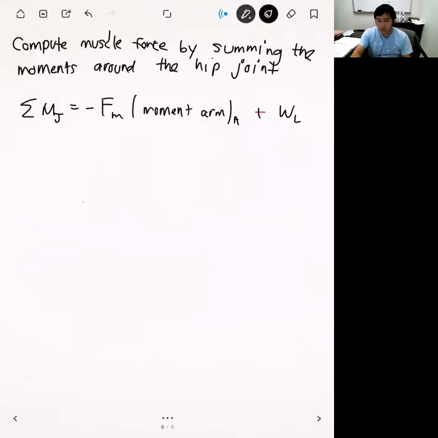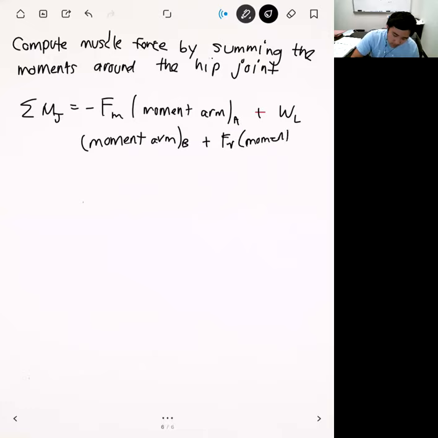If this is going to be the moment arm for the weight of the leg, then we're just going to do moment arm B. And then we're going to have the same thing for the normal force too, so we're going to do plus Fn times moment arm, and this is going to be moment arm C. Let's go about computing those moment arms.